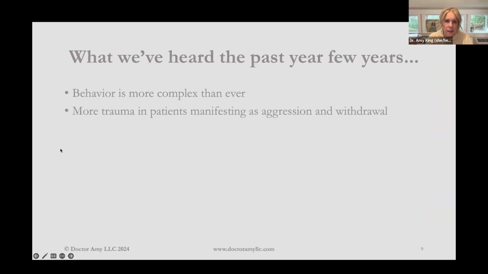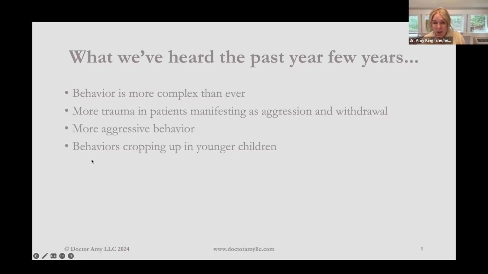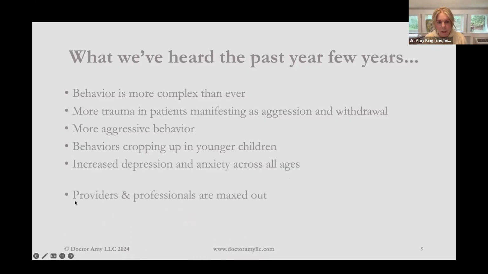There's more trauma that's manifesting as aggression and withdrawal, whether that's somebody yelling at your front office person, or angry, or just reporting aggression that's coming up, or withdrawal that's coming up outside of the visit. We see more aggressive behavior, and we see more behaviors cropping up in younger kids. So for those of you that are also seeing pediatric patients, younger kids are having really tough behavior. Some that I haven't seen as much of in recent years. Obviously, much more depression and anxiety across all ages.